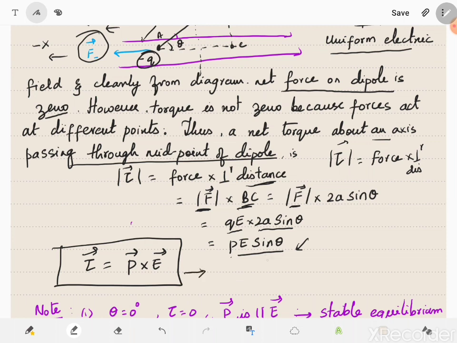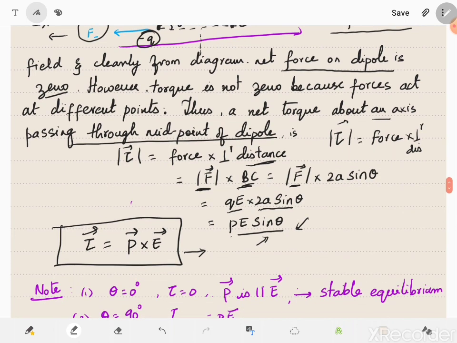We are going to take a look at a few special cases from this particular expression. If theta were equal to 0, then torque will be 0. Obviously, sine 0 is 0. So what does this imply? It implies that the dipole moment vector and electric field are parallel to each other, and this corresponds to something called a stable equilibrium. A stable equilibrium position is one in which the potential energy function is at minimum. More about this will come in the next chapter. The conservative nature of the electrostatic field, the concept of electrostatic potential energy, the concept of equilibrium, we're going to discuss in the next chapter.